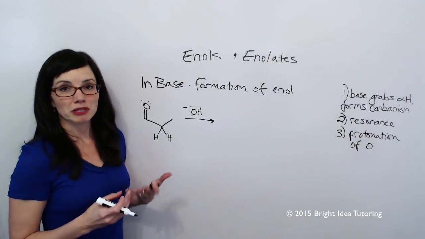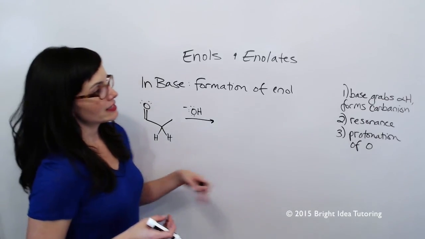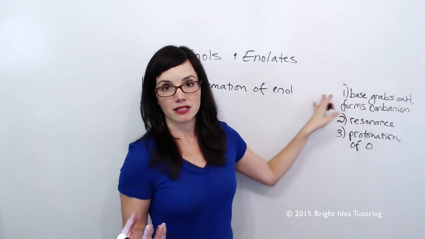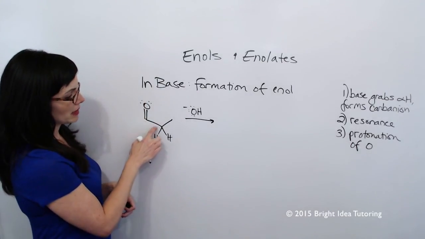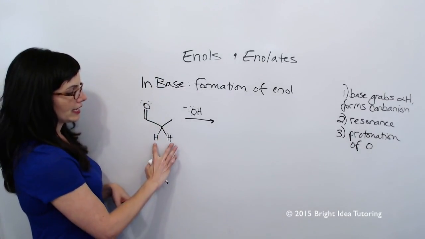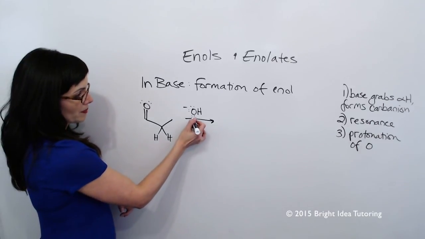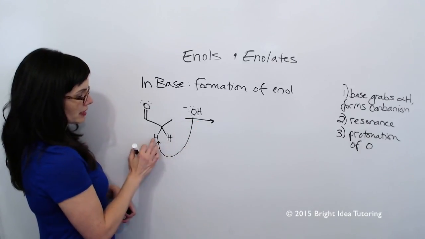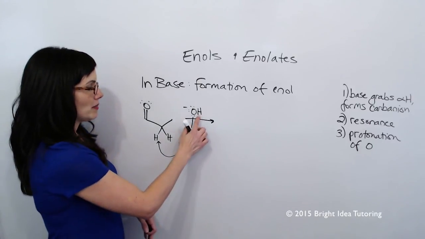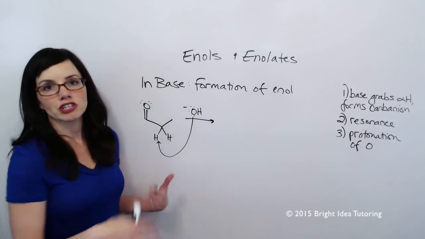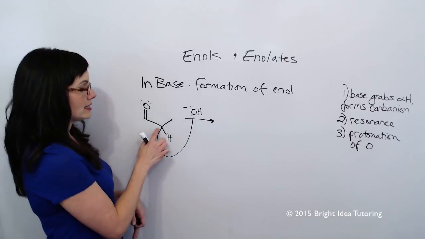Enols can also be formed in basic solution. In this case, the first step is that your base is going to grab an alpha hydrogen. So here's our carbonyl. That makes this our alpha carbon. And here are our alpha hydrogens. Our base is just going to come and grab this guy. And this is called abstraction of the hydrogen. The base just wants to take that hydrogen and run away with it. It doesn't need these electrons.